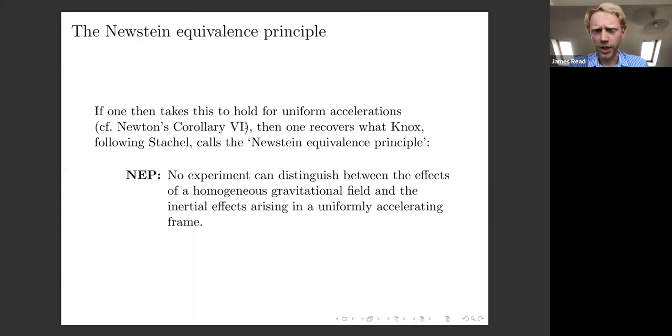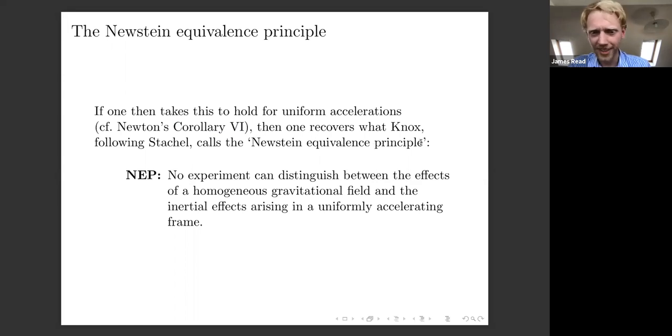Okay, so if I now imagine a bunch of bodies which are in a gravitational field, it follows from WEP2 that the motion amongst themselves shouldn't depend upon the strength of that uniform gravitational field. If you then take this to also be true of uniform accelerations, and here we have something like Newton's corollary 6 in the vicinity, which is very nicely discussed in Saunders' 2013 paper, then you're going to recover what Knox and Stachel call the Einstein equivalence principle.